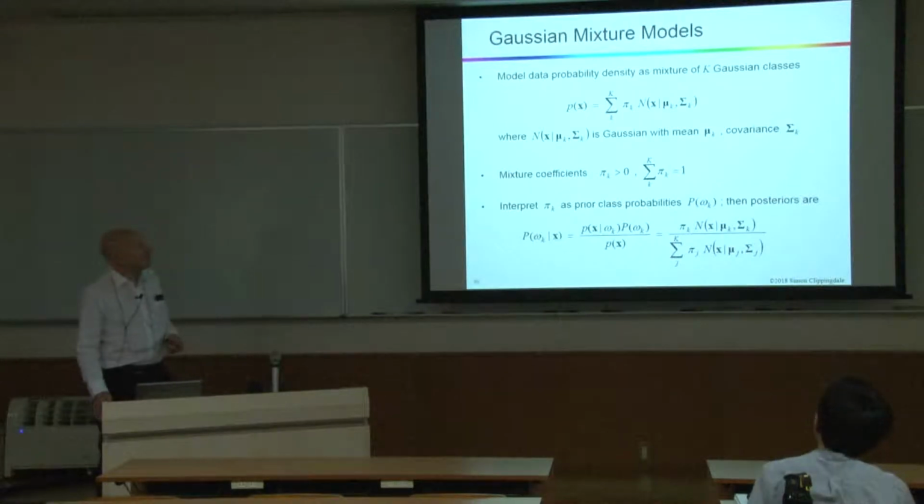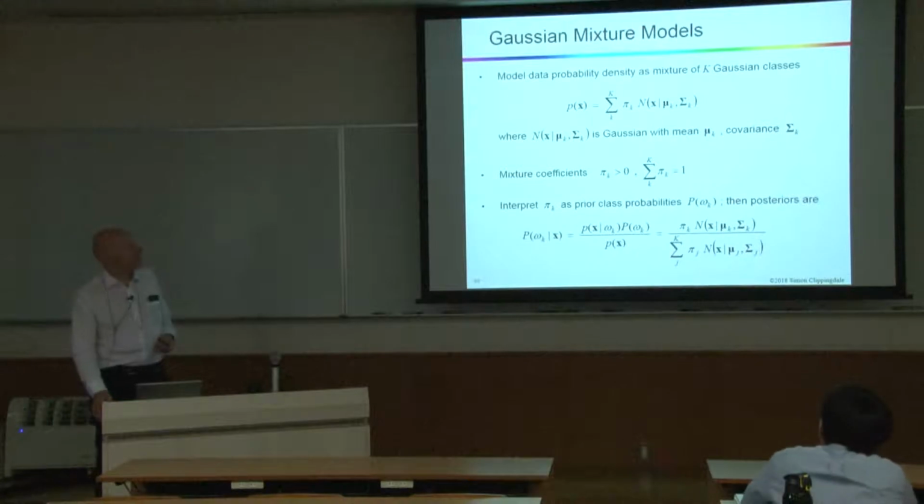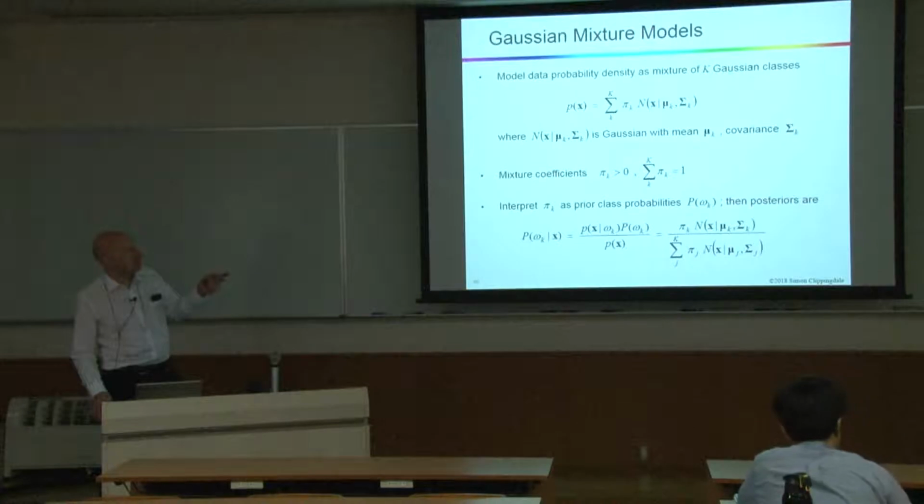Okay, Gaussian mixture models attempt to generalize this a little bit more, where we're going to model a probability density from which our data samples are presumably drawn as a mixture of k Gaussian densities. So here this big N is a normal or Gaussian density with a mean of mu k and a covariance of sigma k, which is a matrix.